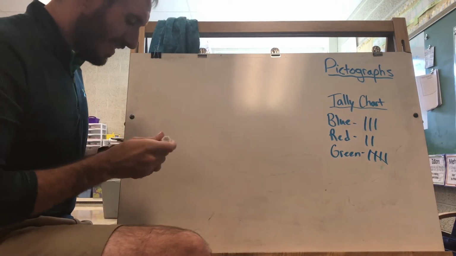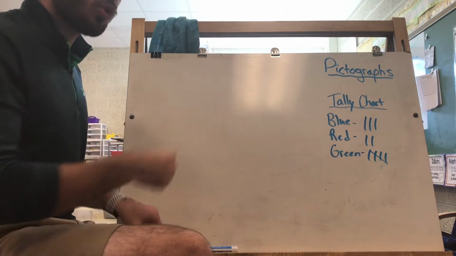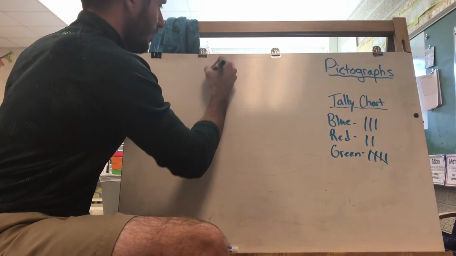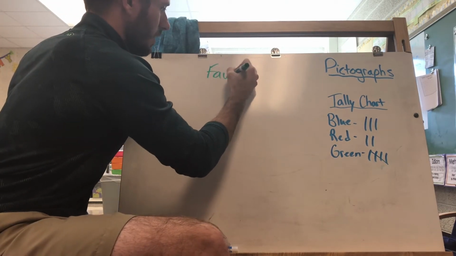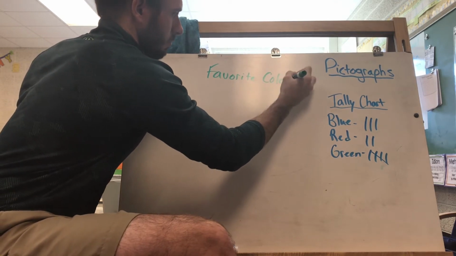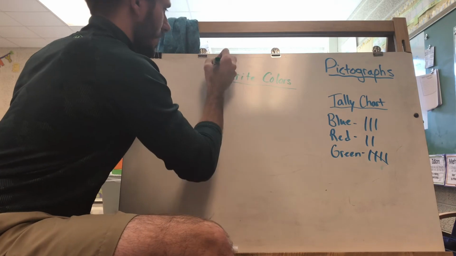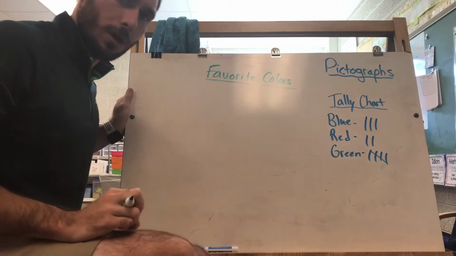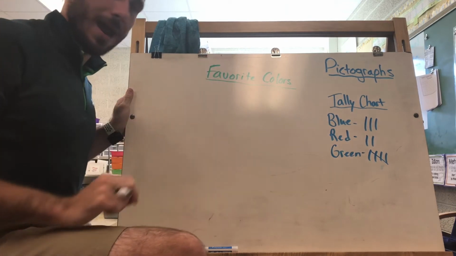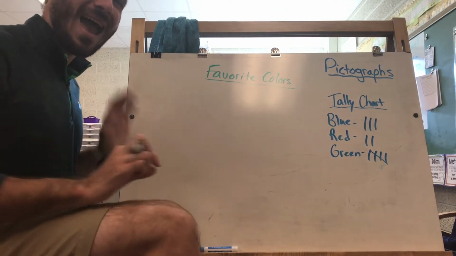Okay? So since we've gathered the information, we're going to add a title to our graph. At the top, I think it's pretty safe to say we can make the title Favorite Colors. That seems like it makes sense. Okay? Step 1, gather information. Step 2, add a title. Step 3, we need to add a key.